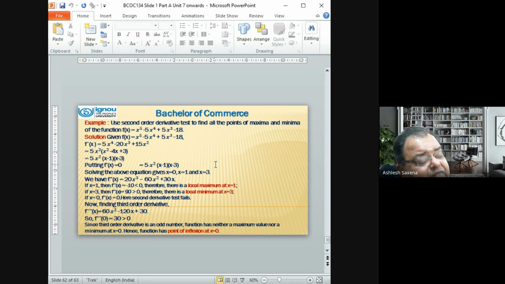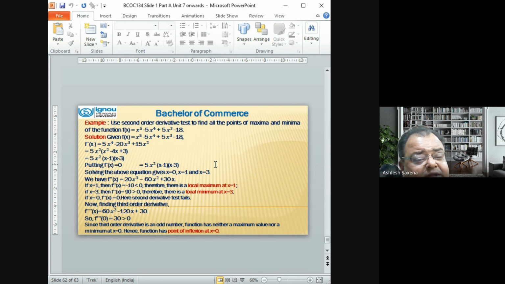Study the nature of the graph. That means we will be finding the second derivative at these values. The second derivative at 1 will be negative. That will be a local maxima at x equal to 1. And by putting 3, what we are getting is greater than 0. Therefore, it will be a local minima at x equal to 3.